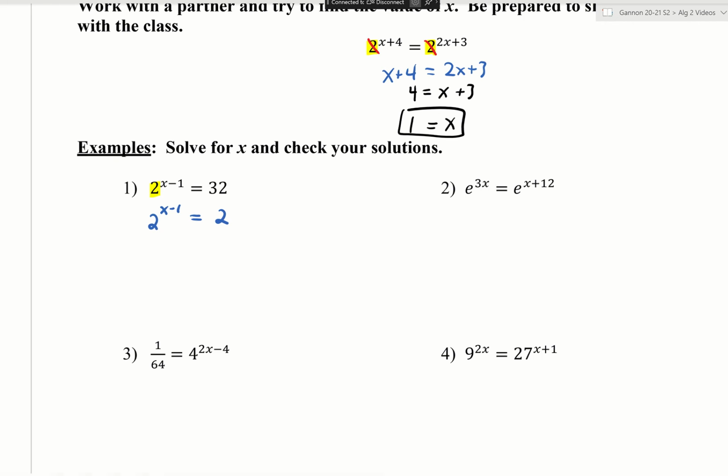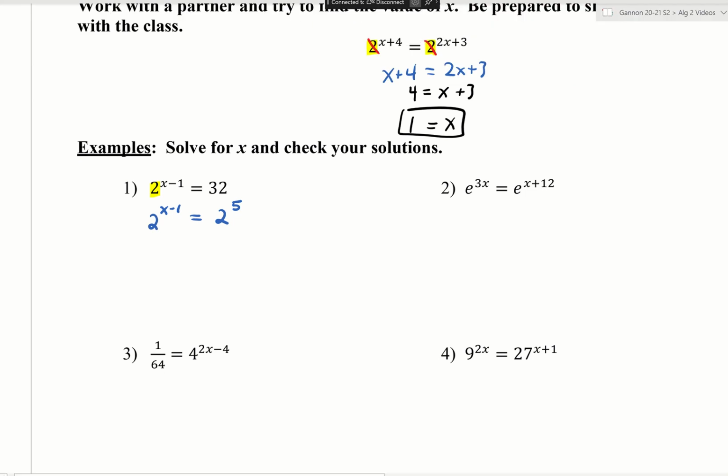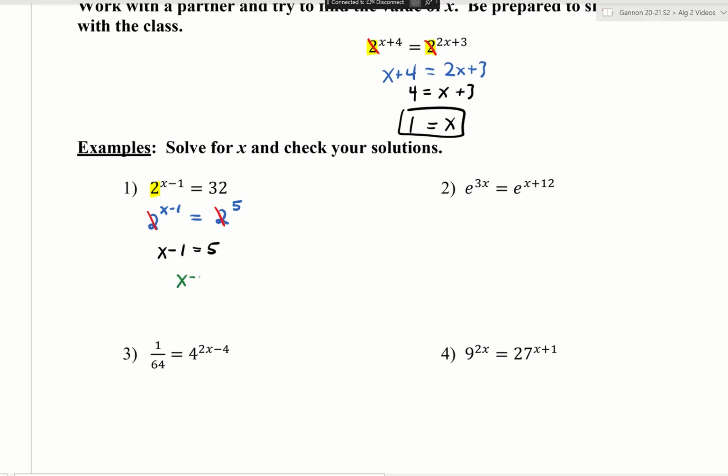The answer to that is yes. 32 is 2 to the 5th power, because 2 times 2 is 4, times 2 is 8, times 2 is 16, times 2 is 32. So if you multiply 5 2's, you will get 32. Once you have the same base, drop the base, set the exponents equal, x minus 1 equals 5, and then we can solve, add 1 to both sides, x equals 6. That's all there is to it.